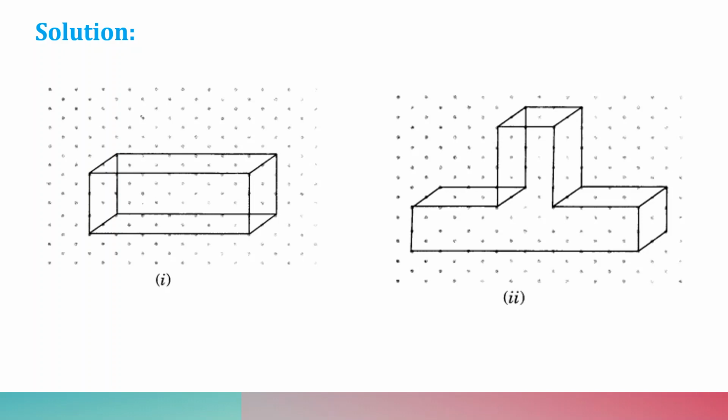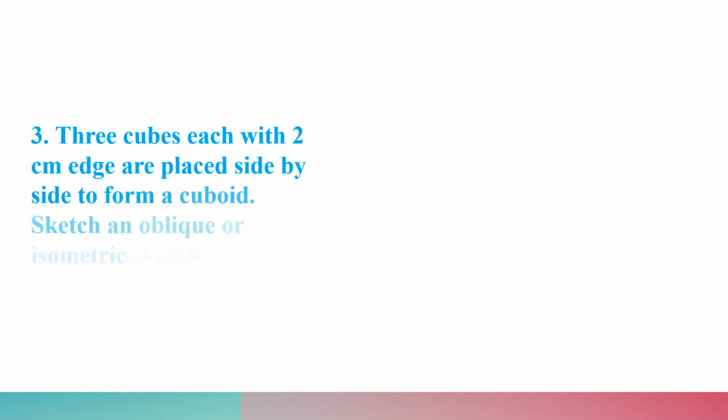So you can use an isometric dot sheet to draw these shapes. Moving towards the next question, I took question number 3. Three cubes, each with a 2 centimeter edge, are placed side by side to form a cuboid. What we need to do over here is draw the oblique or isometric sketch for this cuboid.